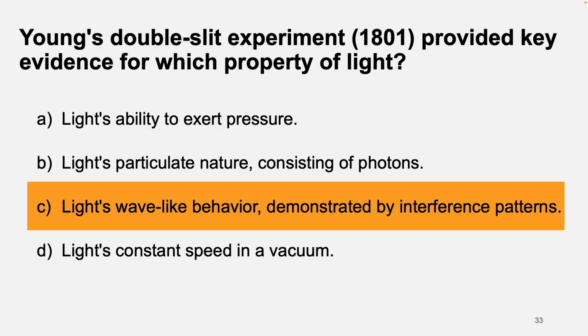And the correct answer is C, light's wave behavior. Those alternating bright and dark fringes could only be explained by waves interfering. If light were just particles, we would have seen only two bright spots, not that delicate pattern. Young's experiment is still one of the most elegant demonstrations of the wave nature of light.